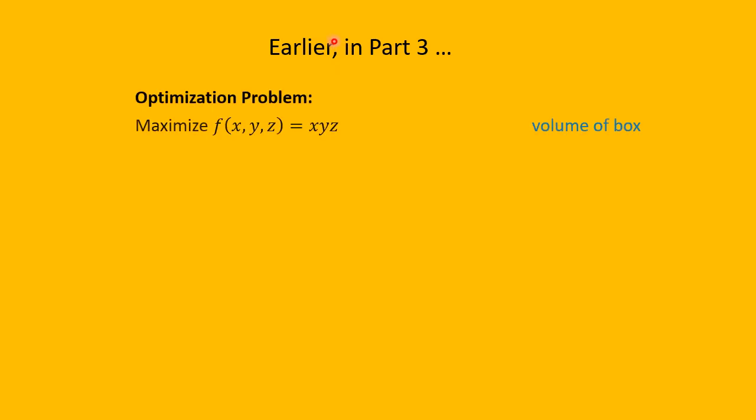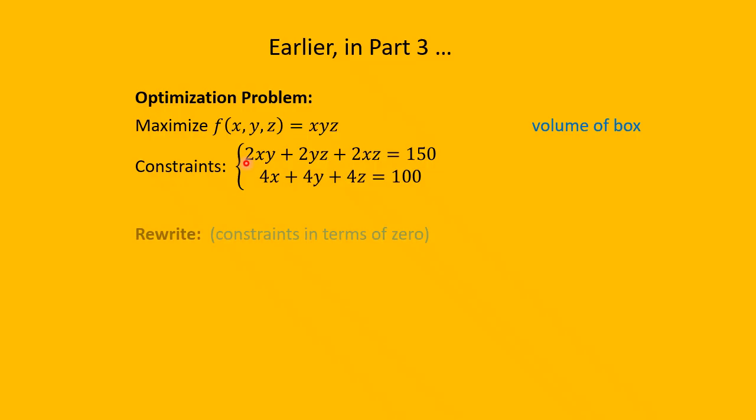Earlier, in part 3 of the method of Lagrange multipliers, we looked at this optimization problem. We wanted to maximize this function of x, y, and z: x times y times z, and that was the volume of a box with lengths of edges x, y, and z. And the constraints we were given was that the surface area of the box had to be 150, and the length of all of the edges had to add up to 100.